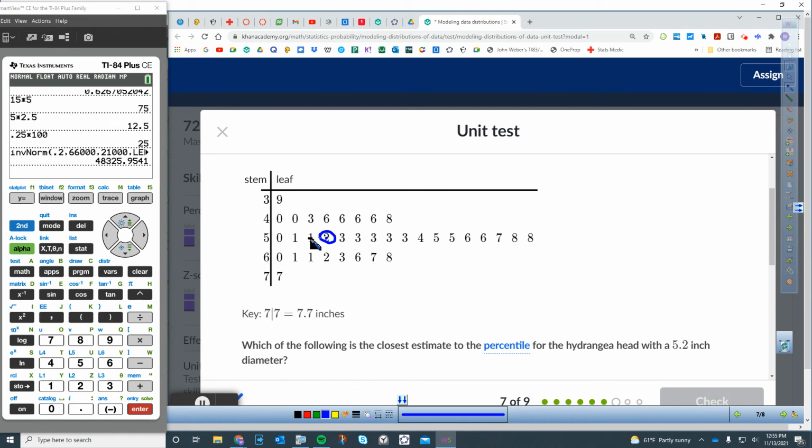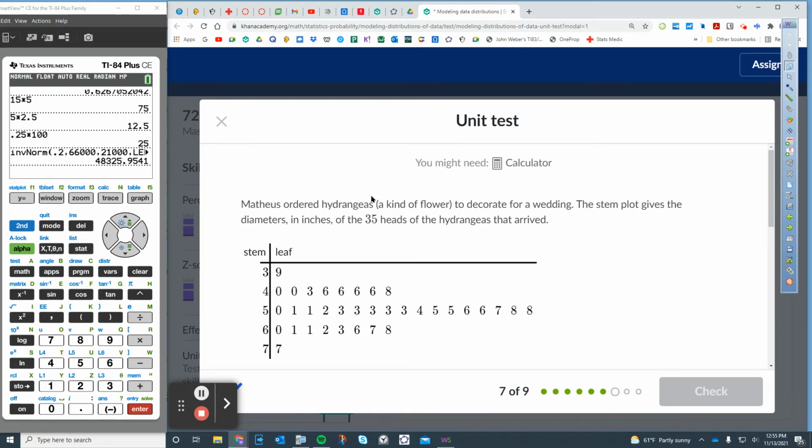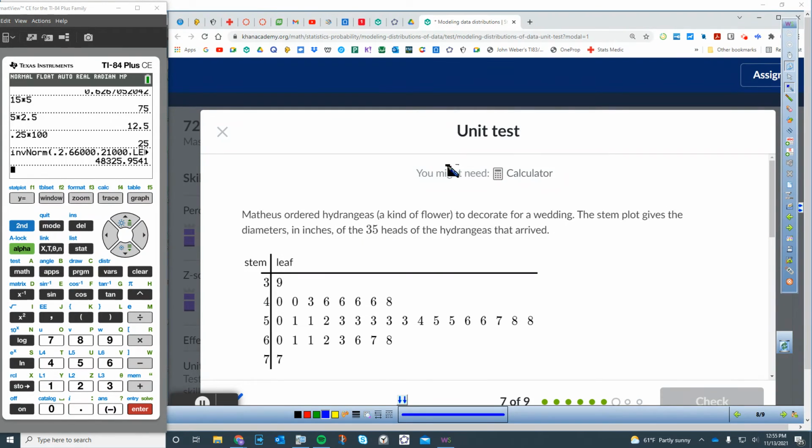So 5.2, 5.1, so it's 1, 2, 3, 4, 5, 6, 7, 8, 9, 10, 11, 12, 13. 13 out of, we were told how many hydrangeas? 35. So 13 out of 35, that is the percentile mark, and we need to multiply that by 100%. So do 13 divided by 15. Oh, wait, sorry, 35. I made a mistake.